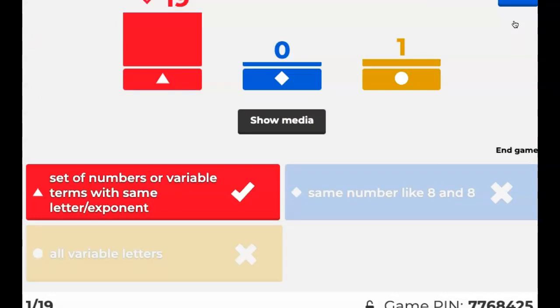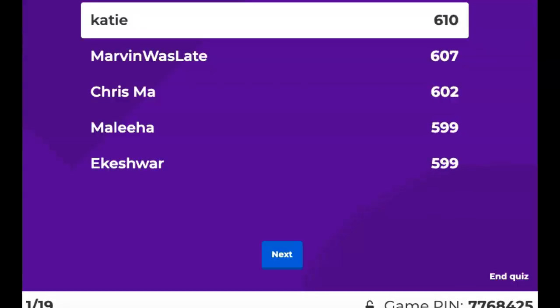There you go. The correct answer is a set of numbers or variables with the same terms and exponents. There are 19 of you who got it right. Next. Who put the yellow one? It was the Kahoot people. Katie was there, Marvin, Chris, Malia, and Nenkis. Let's go to the next question.